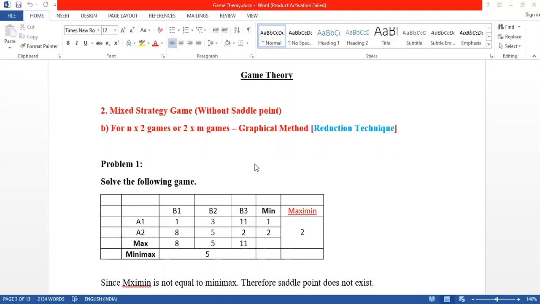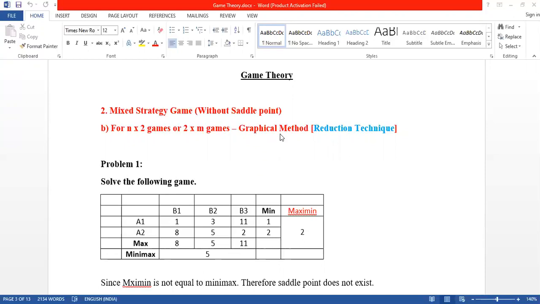Now, this session moves a little further in mixed strategy games only, but the payoff matrix given to us will not be a 2x2 matrix, but either an n×2 game or a 2×m game. That means one company will have only two strategies to play, and the other company will have more than two strategies to play with, right? For this, the method which is used is the graphical method.